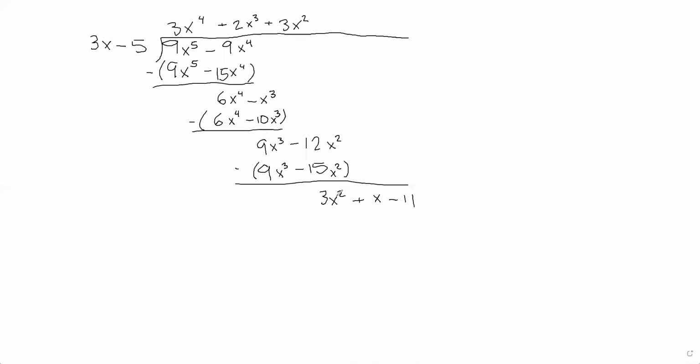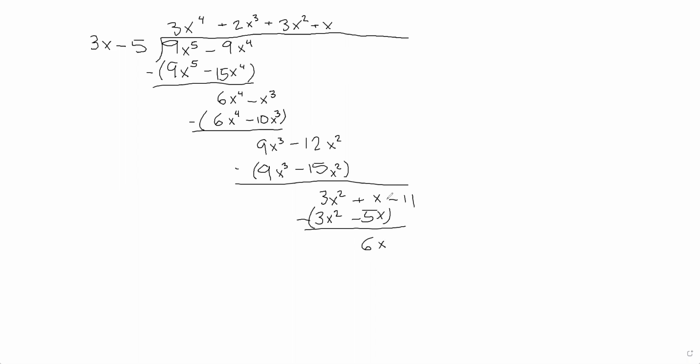So 3x can go into 3x squared x times. So we're going to do a plus x. 3x times x is 3x squared. And then we're going to do x times negative 5. We get a minus 5x. Parentheses, subtract, and we get x plus 5x squared. X plus 5x gets a 6x.